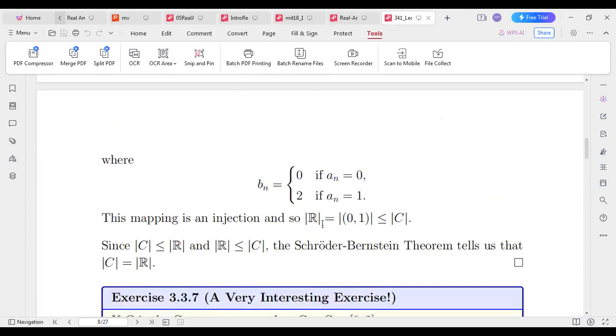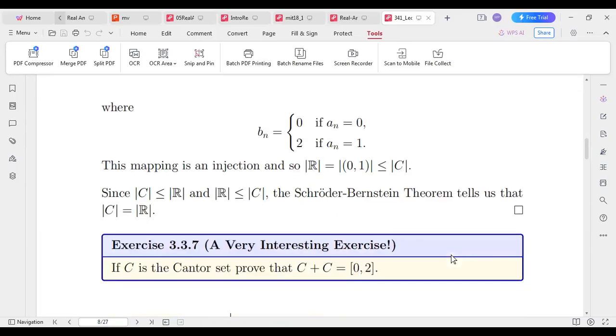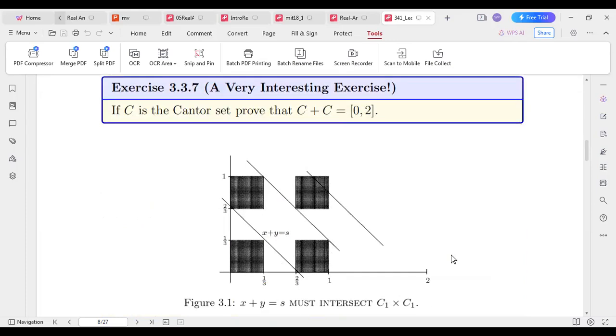So the cardinality of the real numbers, being the length of the open interval, is less than or equal to the cardinality of C. Since the cardinality of C is less than or equal to the cardinality of the real numbers, and the cardinality of the real numbers is also less than or equal to that of C, by the Schroeder-Bernstein theorem these two sets are equal. Now, a very interesting exercise.